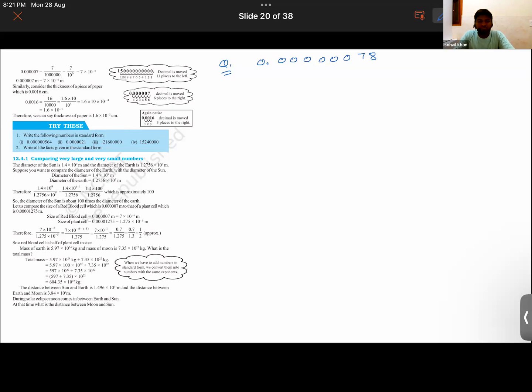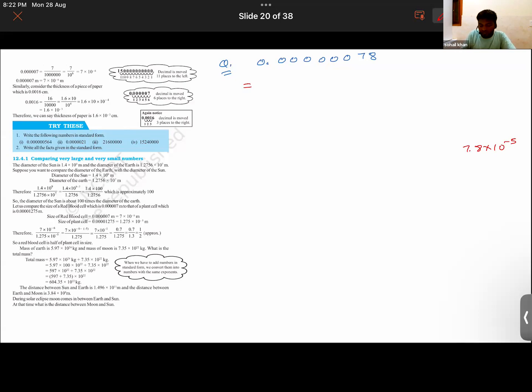It is 10.8 multiplied by 10 raised to the power minus 6. Okay, so it will be 7.8 multiplied by 10 raised to the power minus 5. What about you, Ahmed?